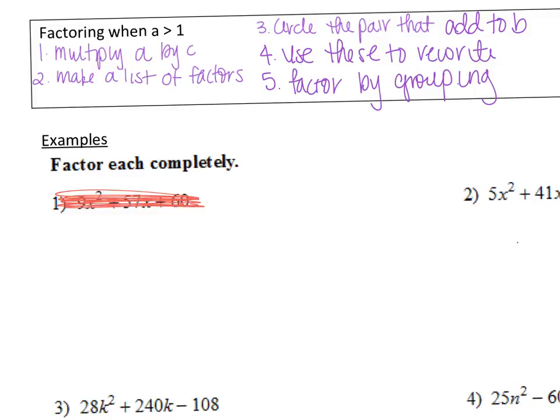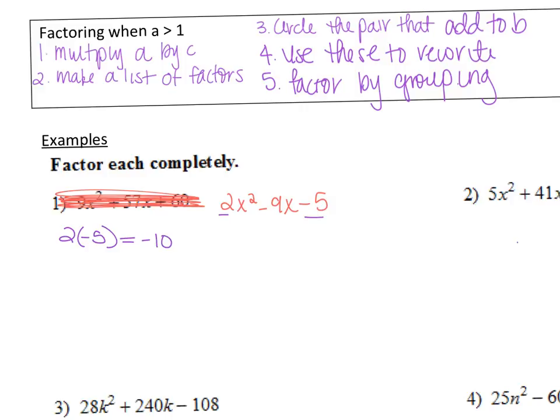First off, number 1 isn't so pretty, so go ahead and cross that off. I want you to change that to 2x squared minus 9x minus 5. This is going to be a lot easier to work with. So what we're going to do first is the number 1 step. We're going to multiply a by c. Well, a is 2 and c is negative 5, so I'm going to have 2 times negative 5, which equals negative 10.